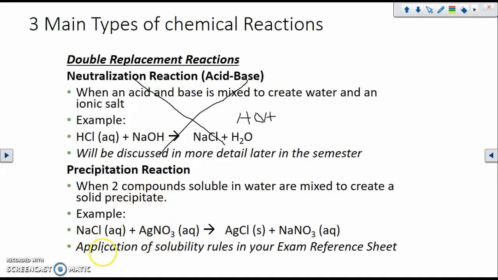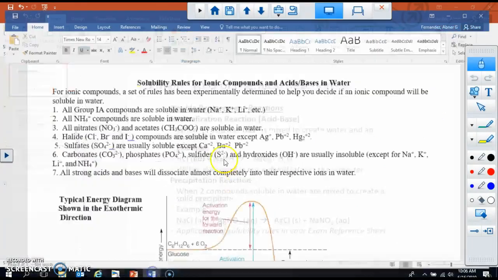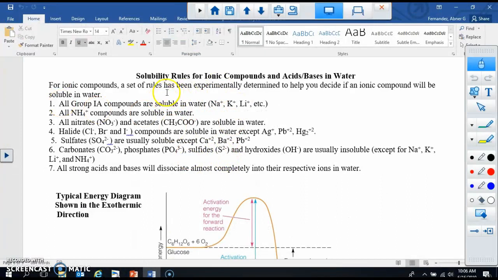This, folks, FYI, comes from the application of the solubility rules in your exam reference sheet, and I'm going to get out of this one and just show you where that is very quickly. If you look at your solubility rules here, anything with sodium, potassium, lithium, all group 1 compounds, anytime you see Na, K, Li, it's soluble in water. That means everything that has these ions is aqueous.